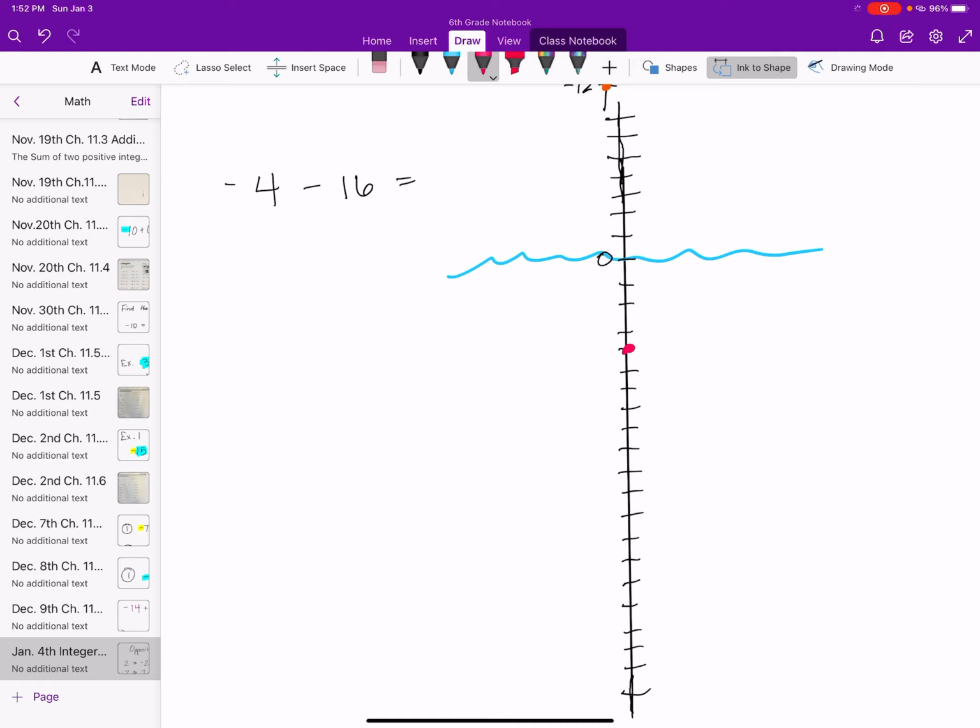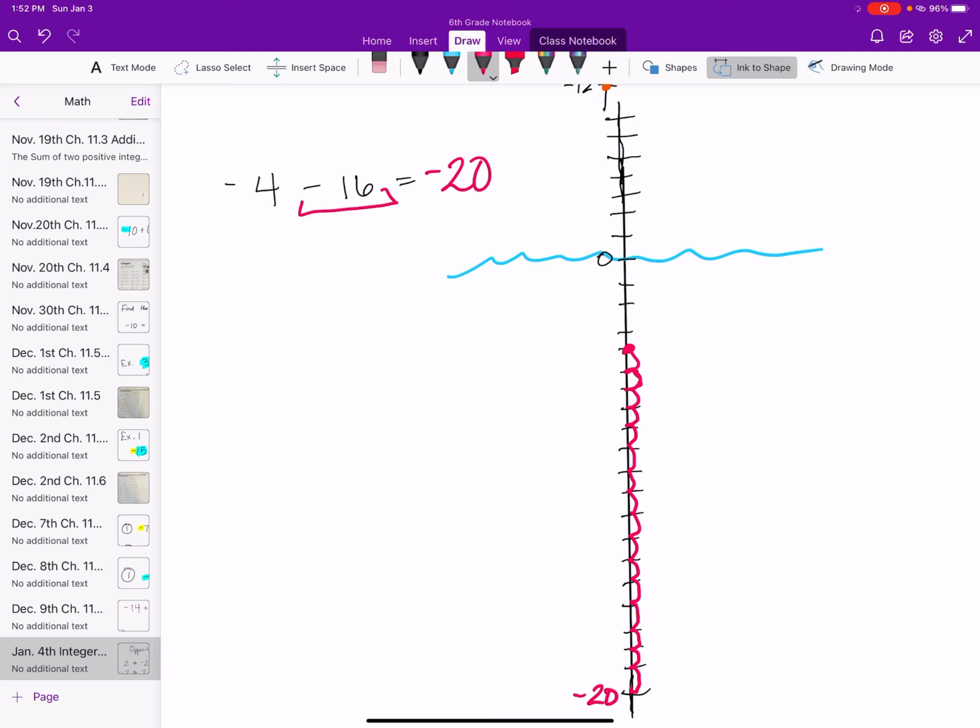Here's negative 4. And then this guy is also a negative, so it means that we're moving down. Negative means we're moving down on our number line. So we're going to go 1, negative 5, negative 6, negative 7, 8, 9, 10, 11, 12, 13, 14, 15, 16, 17, 18, 19, 20. I moved down 16 spaces and I landed at negative 20. So negative 20 is our answer.